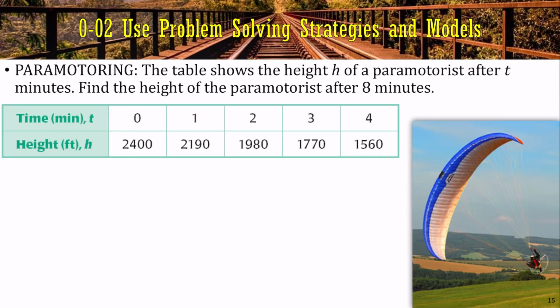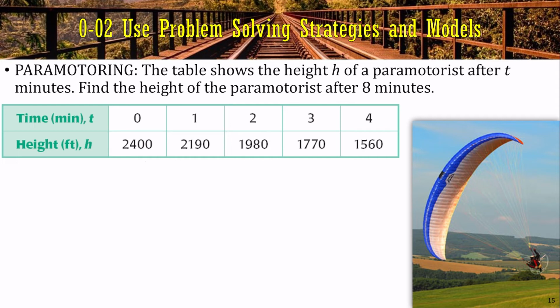Let's try a problem about paramotoring. It's this guy who straps a big fan to his back and has this parasail parachute wing thing, and he flies around with that. The table shows the height of a paramotorist after t minutes. Find the height of the paramotorist after 8 minutes. Well, formula, pattern, or picture? See the table? That's probably going to indicate a pattern.